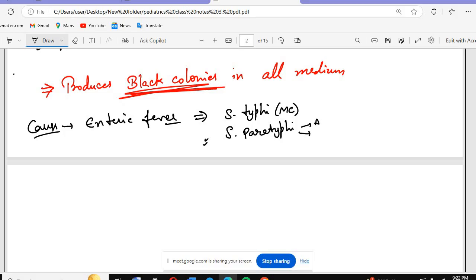Paratyphi, again we have A, B, C. They are the species, and they are strict human pathogens, meaning they will affect humans only.